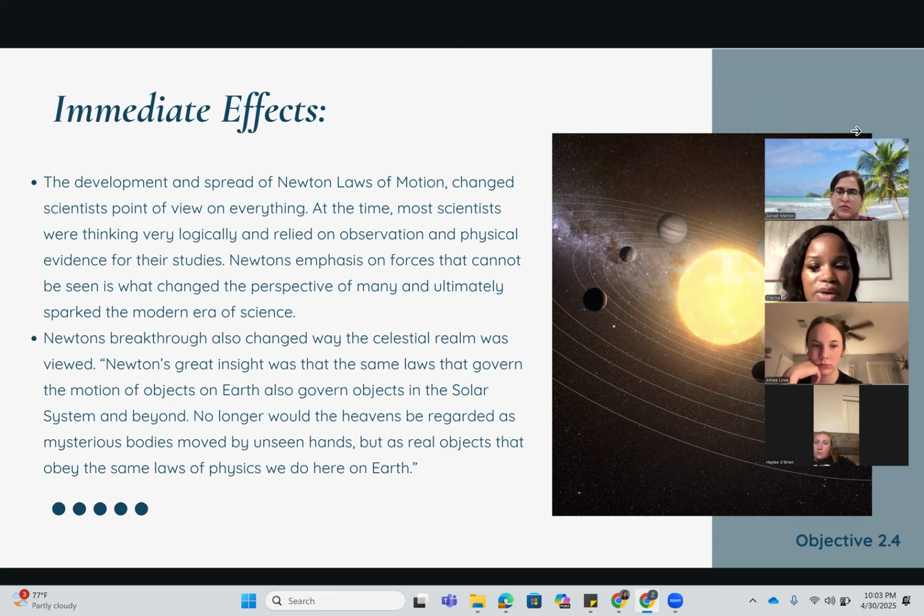Newton's great insight was that the same laws that govern the motion of objects on Earth also govern objects in the solar system and beyond. No longer would the heavens be regarded as mysterious bodies moved by unseen hands, but as real objects that obey the same laws of physics we do here on Earth.